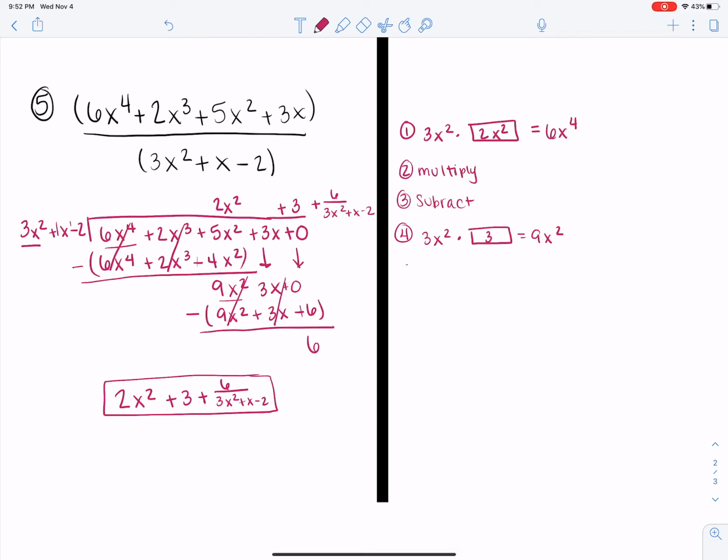So after I figured that out, then I multiplied. And then I subtract. And then I wrote the remainder as a fraction.